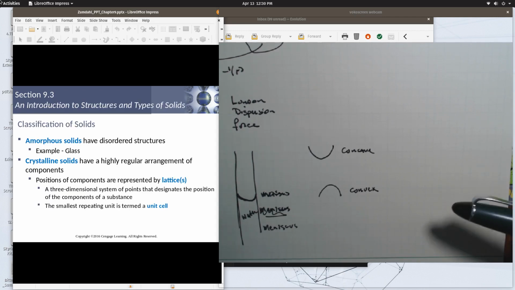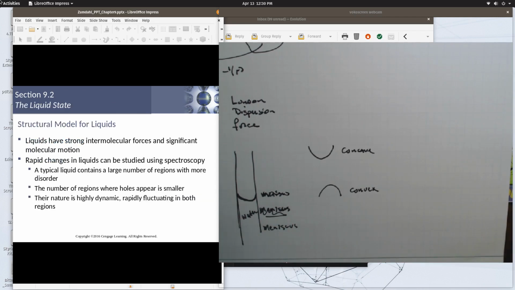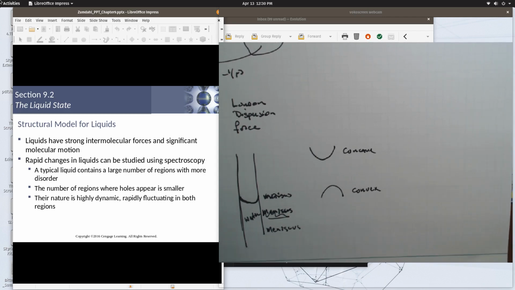So I'm going to end today on that, and we'll continue the discussion. The study of structures, the study of liquids and solids is the topic for the rest of the term, and for the next couple of weeks, that's what we'll be talking about.